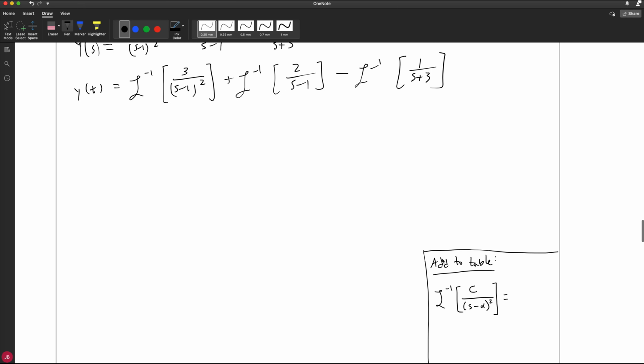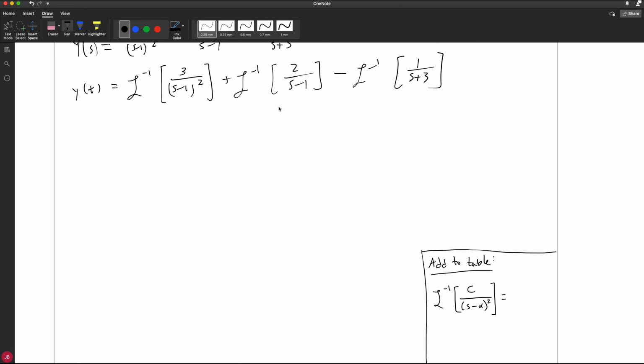And 2 of these we know how to solve. Notice this Laplace inverse here would be 2e to the t. This one would be minus e to the minus 3t. But here, this first one, we actually don't know how to solve yet. But here is the expression for it, so add this to your table. In the right column, you'll get c divided by s minus alpha quantity squared. And in the left column, you get ct e to the alpha t.